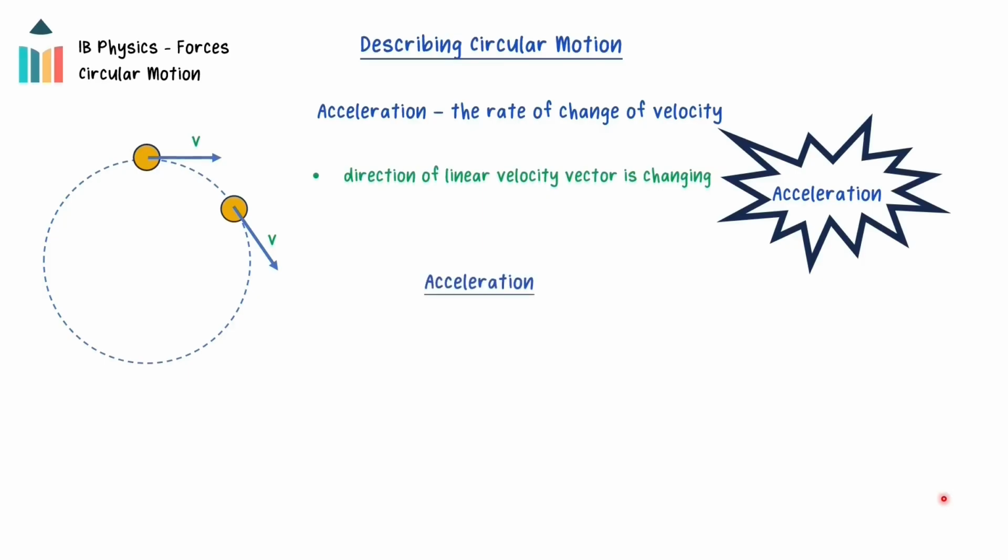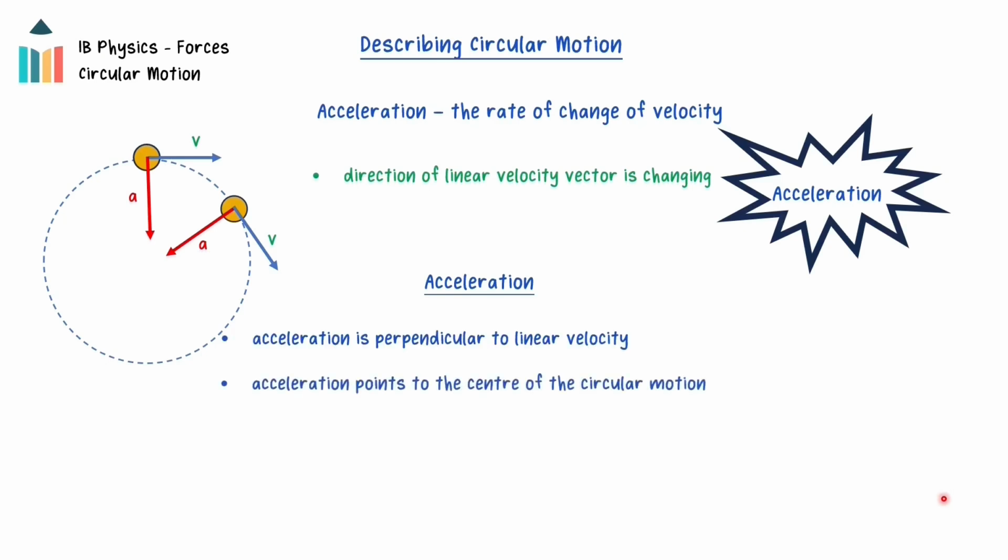Because the speed of the object is constant, there cannot be a component of the acceleration vector in the direction of motion, and therefore the acceleration must always act perpendicular to the direction of motion. This acceleration is called the centripetal acceleration.